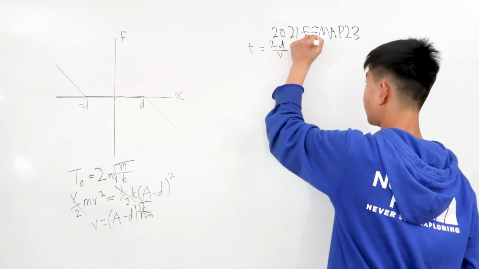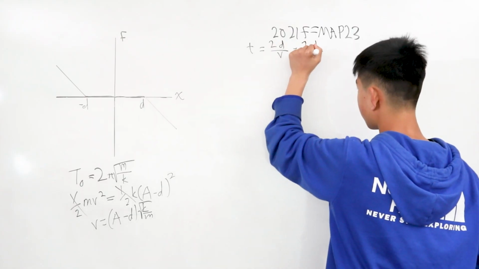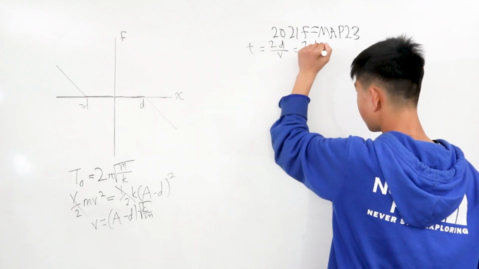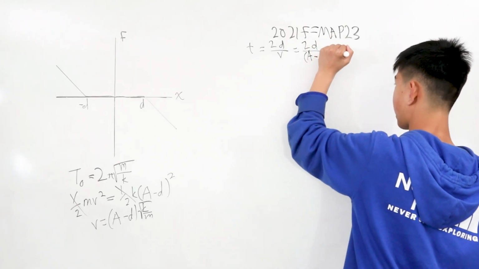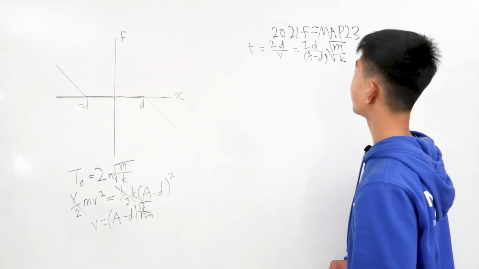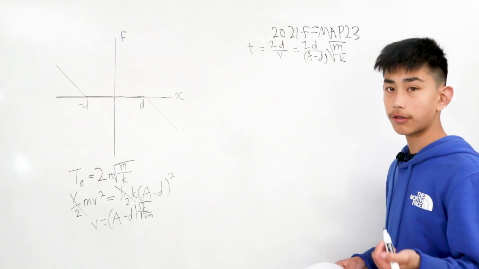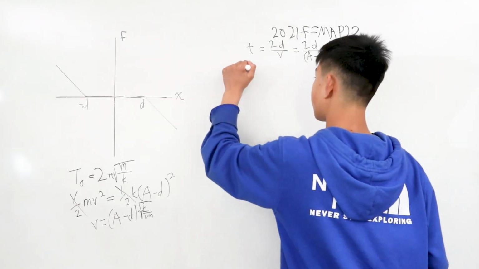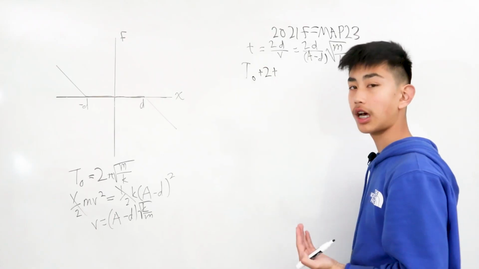Which is 2d over a minus d times the square root of m over k. So now we have the two equations for t. Our total sum of the time is going to be t0 plus 2t, because it does it 2 times.